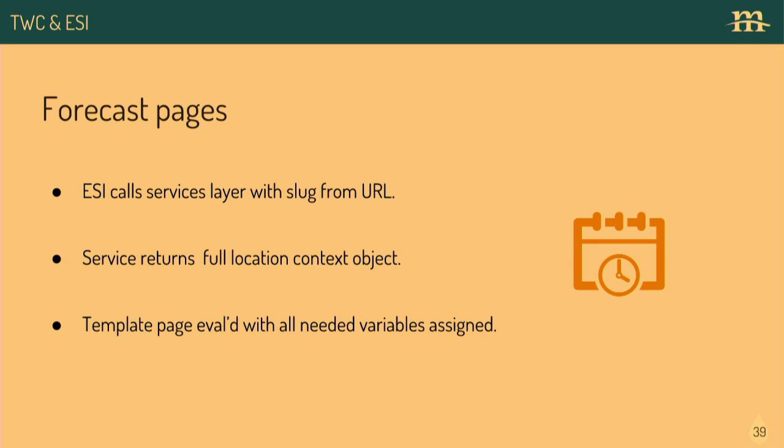After that, ESI uses that location slug that we preserved as a variable to make a services layer call. Now, that's a lateral call, as I mentioned, because our MongoDB services layer also lives in the CDN. So that's not going back to origin. The service layer takes that slug of the location and returns the full location context object. So it takes a zip code, for example, and gives you latitude and longitude and city name and state and all of that kind of information that we're going to use to fill in what Angular takes over later on.